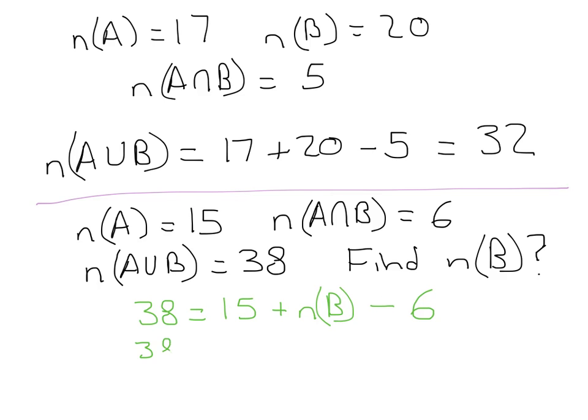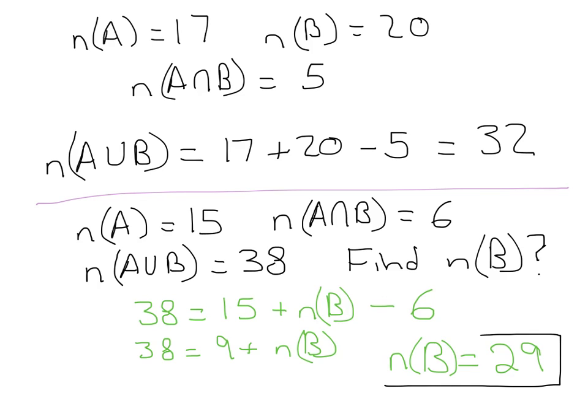The 38 is going to be equal to 9 plus the cardinality of B. And so the cardinality of B has to be equal to 29 in this case. All right, so the cardinality of B equals 29. And that's the final answer. So if ever you're given the size of 3 of those things, whether it be the intersection, the union, the set A, or the set B, then you can always find the 4th element.